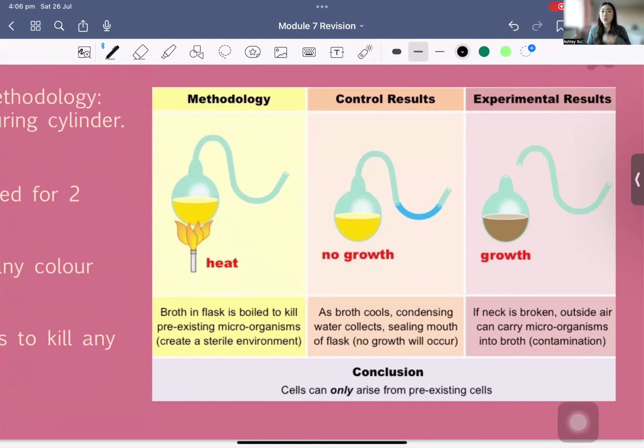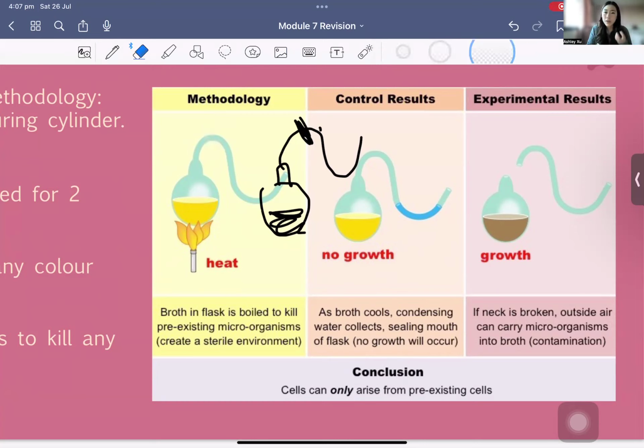Okay. He then got another swan neck flask. So he actually had a couple. This diagram here only shows one, but he got another one as well. He also heated that broth. But for the other one, he actually broke off the swan neck at this location here. Okay, so one flask he didn't break off the swan neck, the other flask he broke off. What he realized was after a couple weeks, the flask that he broke off the swan neck from started becoming really smelly.